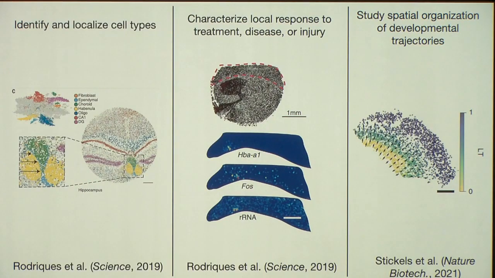Although spatial sequencing technology is still somewhat in its infancy, it holds quite a bit of promise for being able to understand things like cell-cell communication, how structural patterns in a tissue relate to functional patterns, and how these things change across individuals, diseases, treatments, and other types of perturbations. These are three recent examples from three recent papers where spatial gene expression profiling was used to localize different cell types, characterize local response to different types of perturbation, as well as study developmental trajectories spatially.